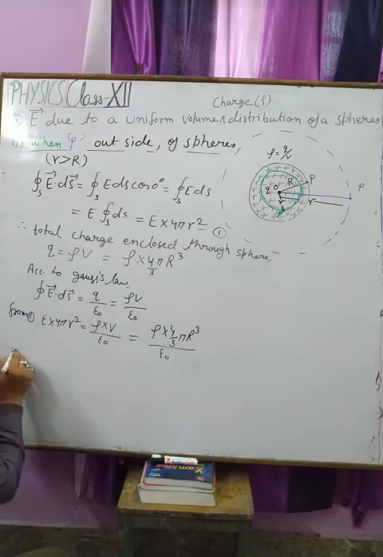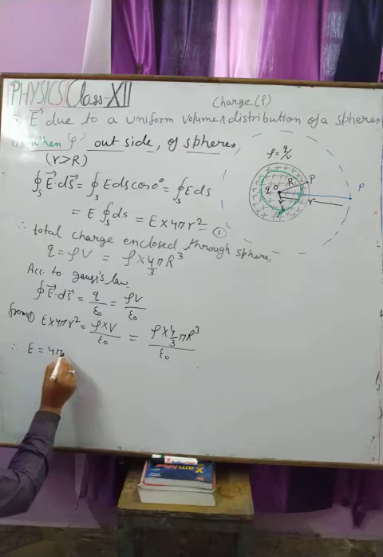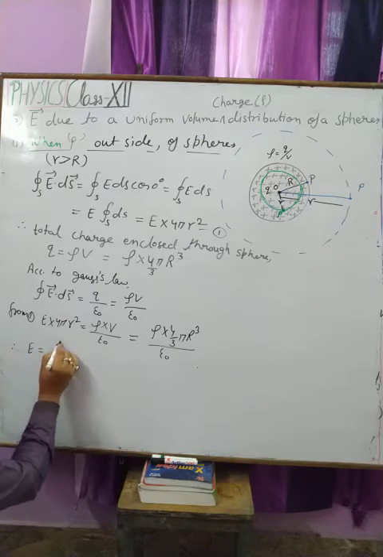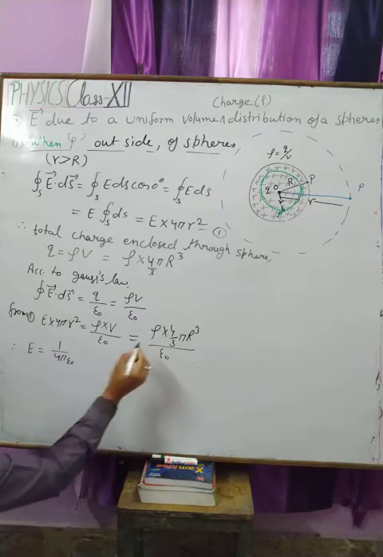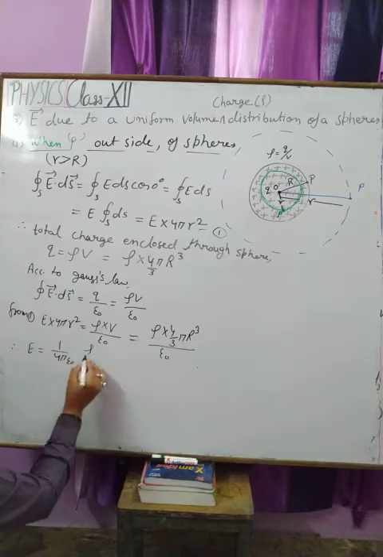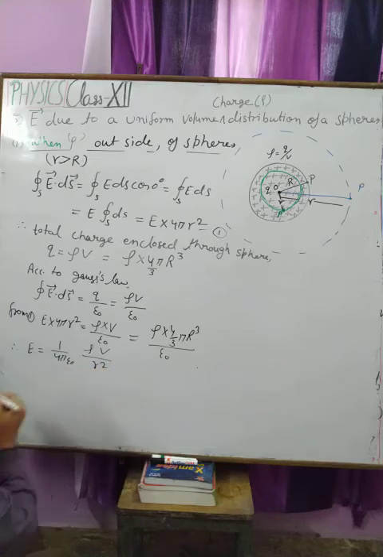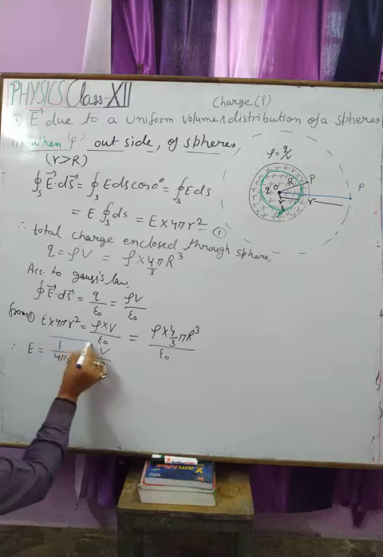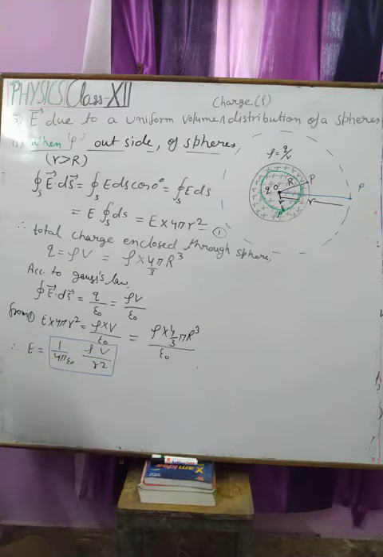Therefore, the value of electric field is equal to 1 upon 4 pi epsilon naught rho v upon r square. That is one result.